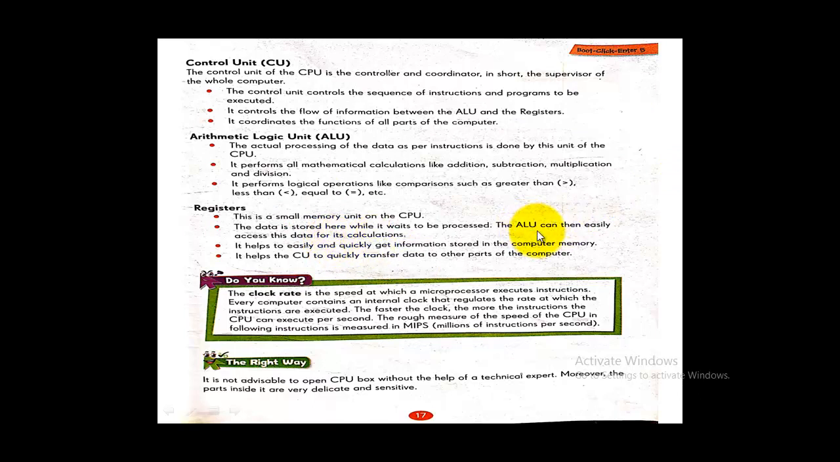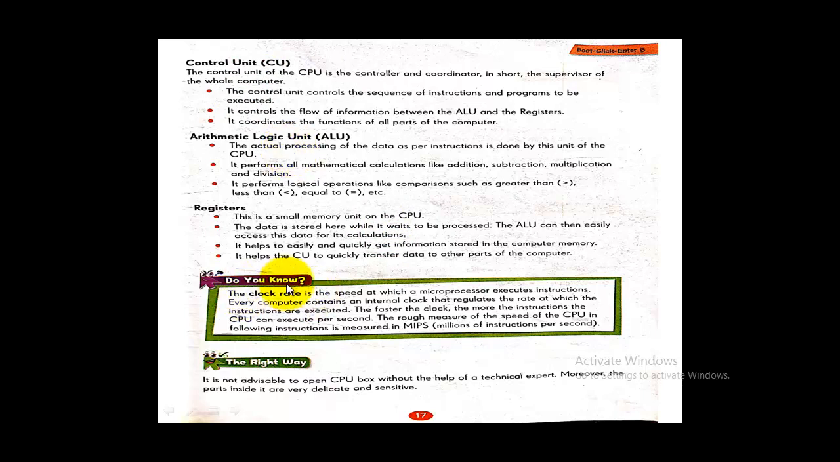Now it helps to easily and quickly get information stored in the computer memory. It has the CU, the control unit, to quickly transfer data to other parts of the computer. The register brings information and data from memory, and the control unit lets the ALU access it. Okay, now these are the main functioning units of a CPU.